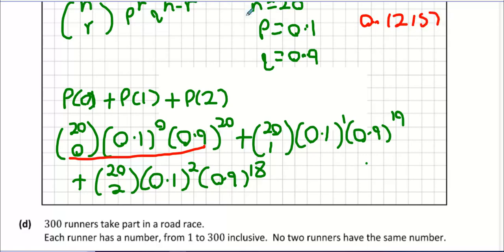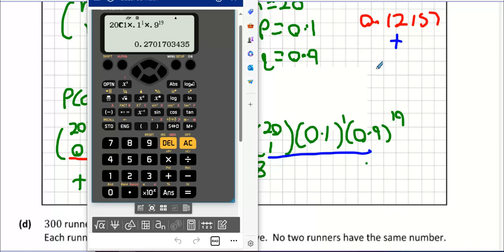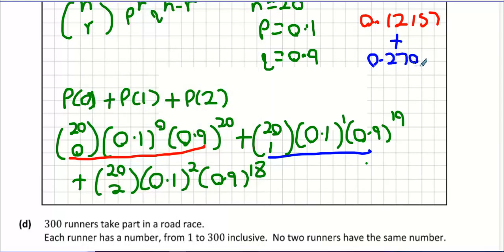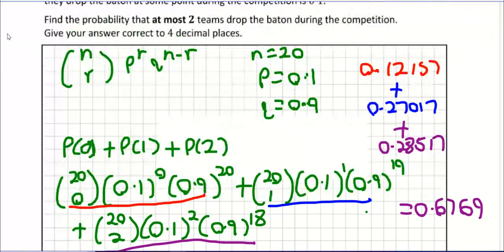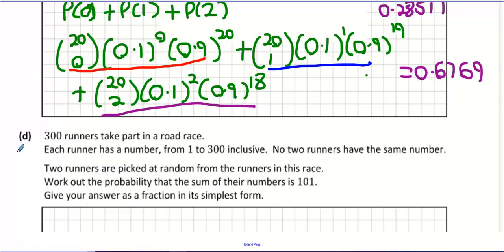So when I add these three results together, this one here will be 0.12157, plus this one here, which is the one I had on the calculator a second ago, 0.27017. And then finally the purple one, when I put this one into my calculator, will come out as 0.28517. Add all three together and I get 0.6769, and it's 4 decimal places.